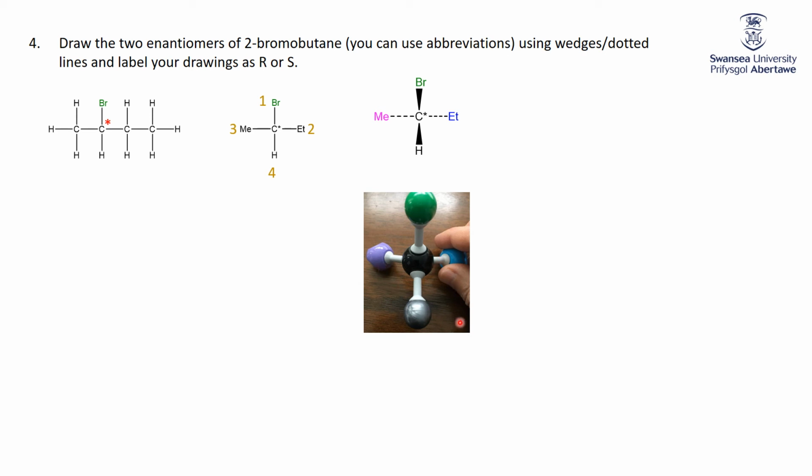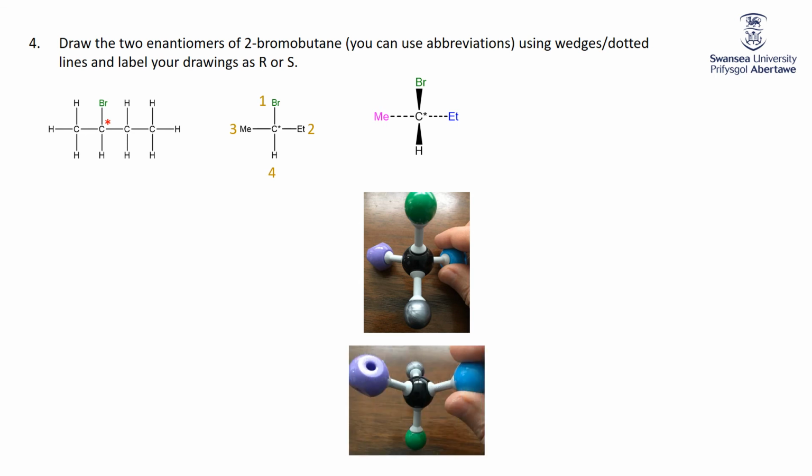Now, of course, the rules are easier to follow when you put the lowest priority group, in this case the hydrogen, away from you. So I debated making a movie of this, but I thought, no, you can visualize it by this stage, I hope. I'm effectively just going to move that hydrogen round to the back, bringing the bromine towards me to give me this picture. So I've just brought the bromine towards me, hydrogen at the back.